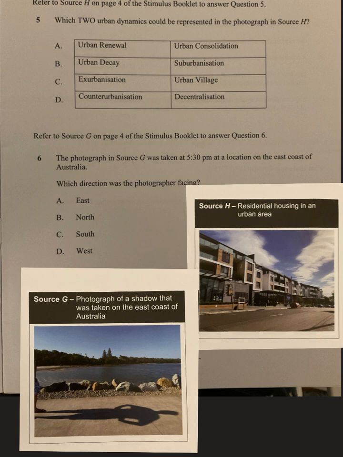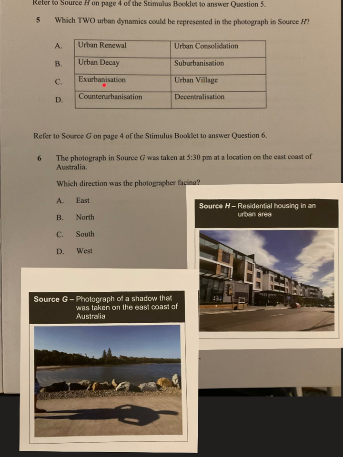Just to go through really quickly, urban decay would look decrepit, so there'd be a lot of graffiti, broken windows, shops closed down, etc. Suburbanization, you'd see sort of like Lego land, a lot of houses that look very similar going around the fringe. An urban village is sort of like Shell Harbour. You kind of don't need to leave. It's all there for you in the one spot.